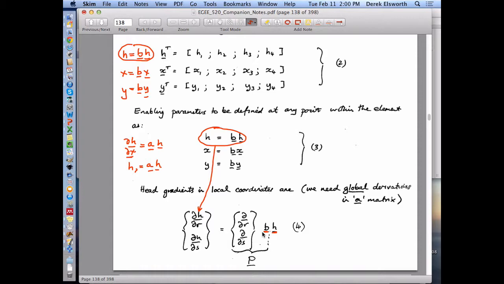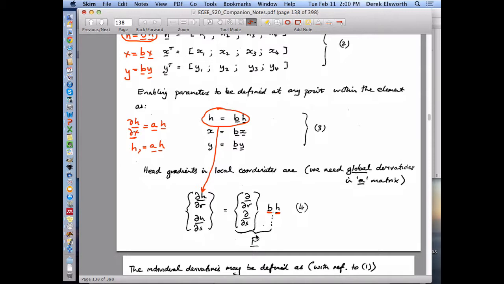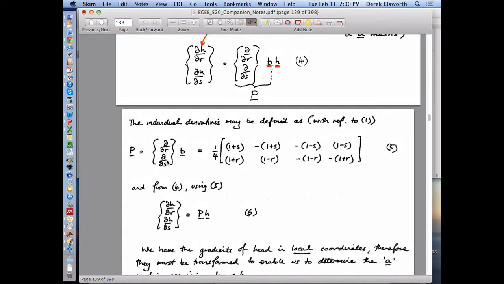But the shape functions, which we know are functions of R and S, will have finite derivatives because they have R and S in there. So the derivative with R is just going to be those magnitudes. So what we could do is take this P matrix, and what we're interested in is figuring out what the derivatives of these shape functions are with respect to R and S. And you can do it for just one of these terms.